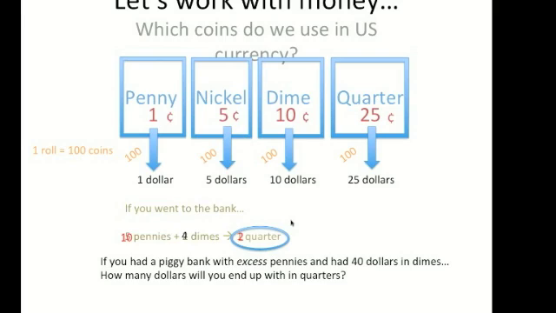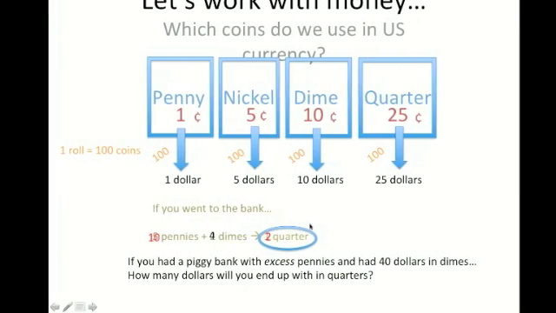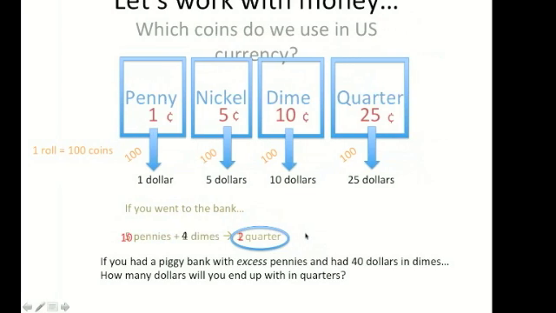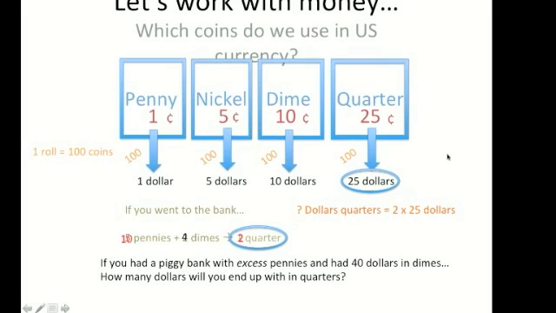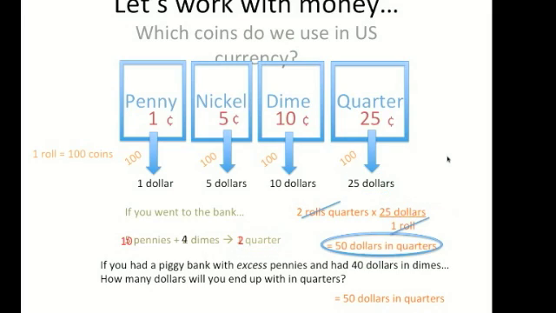Okay, those units are important. Because I'm starting off, I found out that I had 4 rolls of dimes, so I'm going to end up with 2 rolls of quarters. You got it. Well, I've got 2 rolls of quarters. How much is each roll of quarters worth? $25. Okay. So if I've got $25 in 1 roll and I've got 2 rolls, I just need to multiply it by 2. And my answer is $50 in quarters.